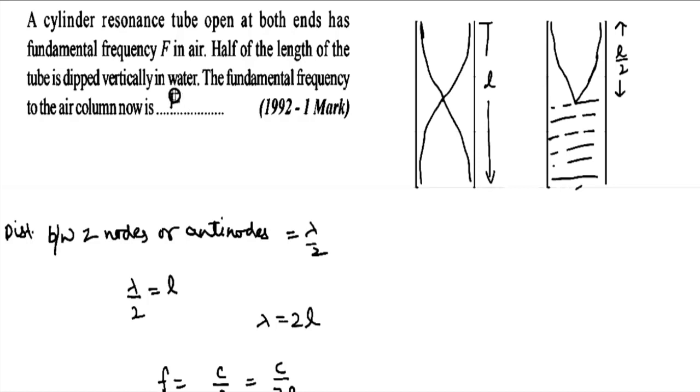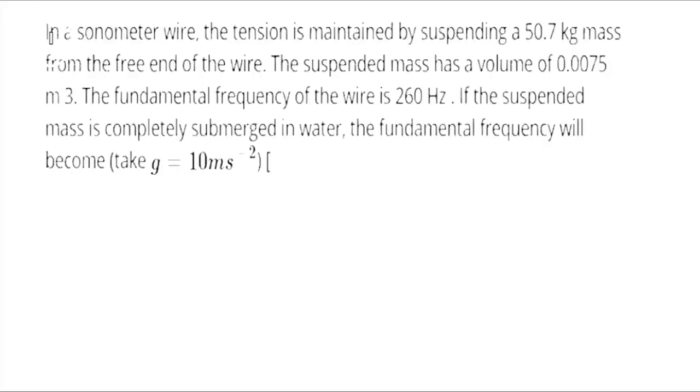Hello students, today our question is: in a sonometer wire the tension is maintained by suspending a 50.7 kg mass from the free end of the wire. The suspended mass has a volume 0.0075 meter cube and the fundamental frequency of the wire is 260 Hz. If the suspended mass is completely submerged in the water, the fundamental frequency will become, so we have to take acceleration due to gravity as 10 here.